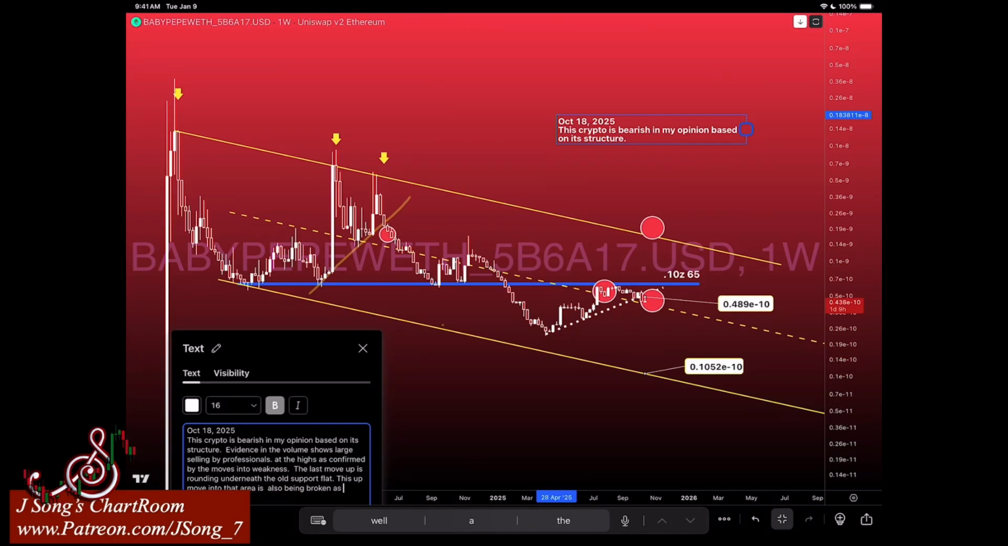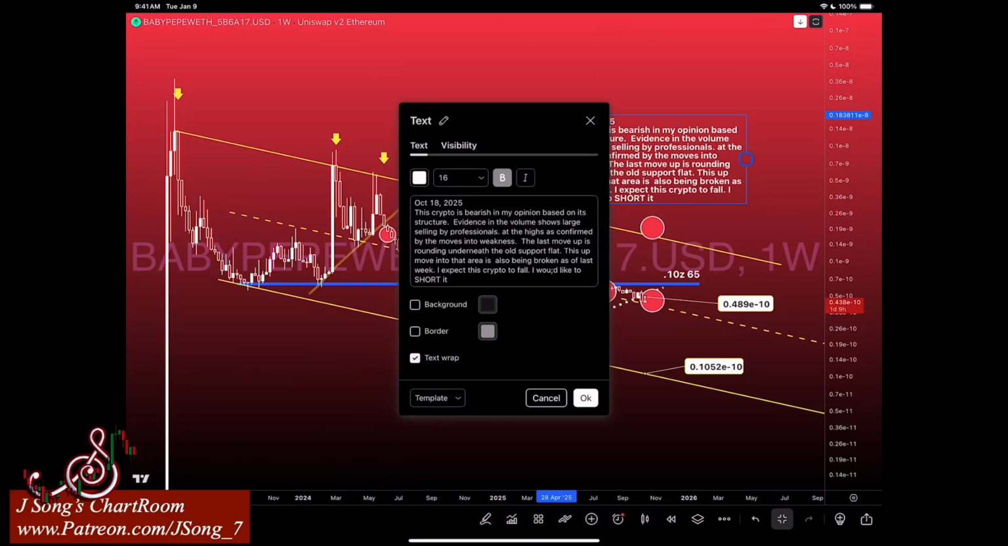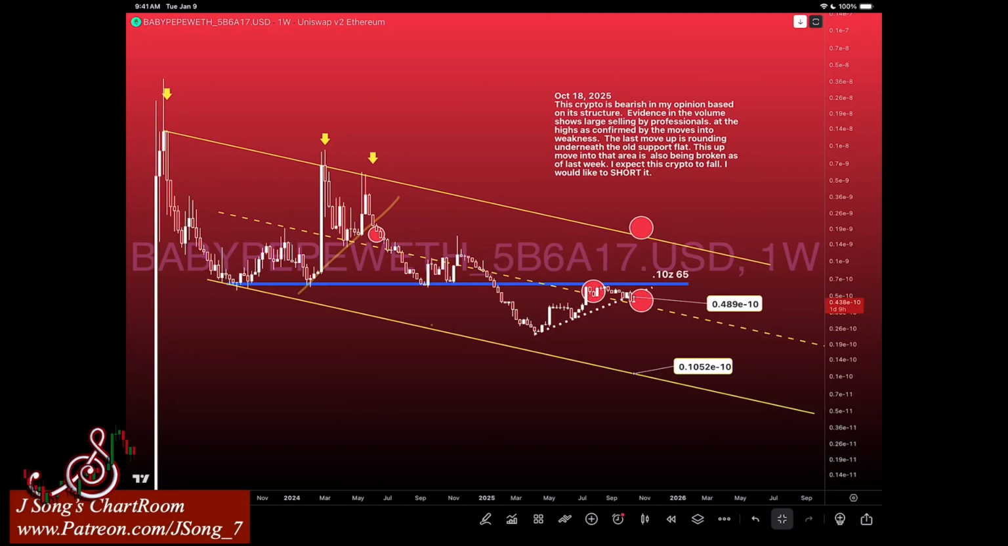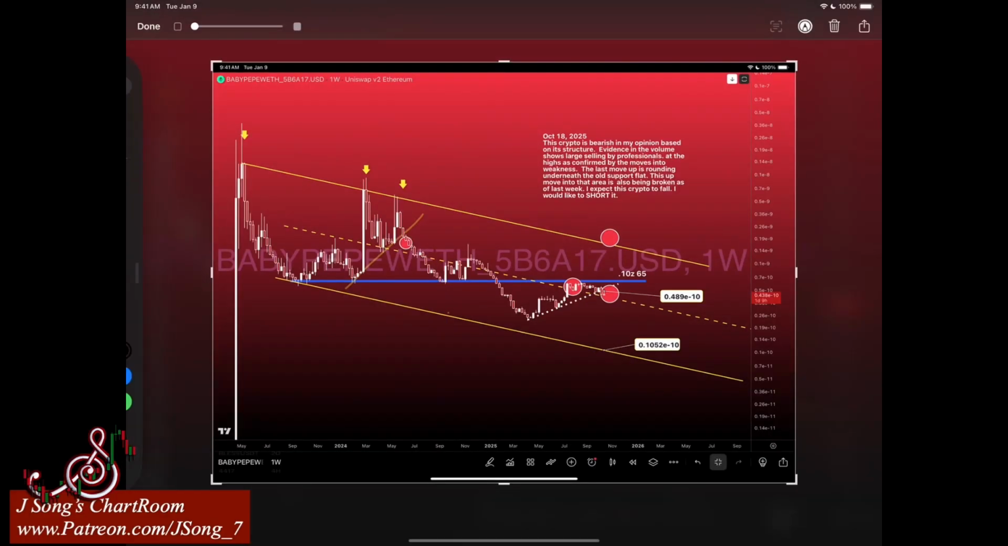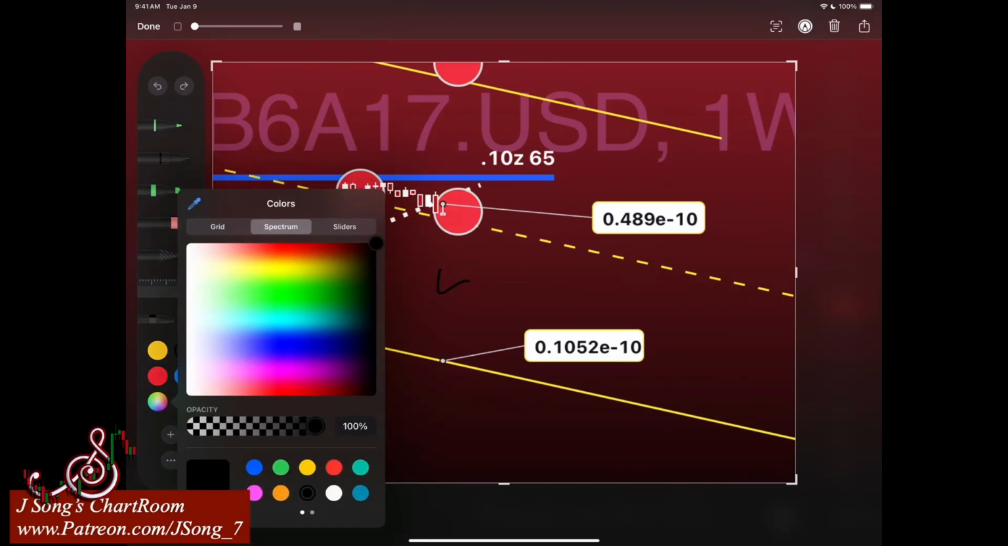Broken as of this week. As of last week. I expect this crypto to fall. I would like to short it. This is my opinion, what I think. Sorry guys, not think. 420%. I'm going to put 400%.